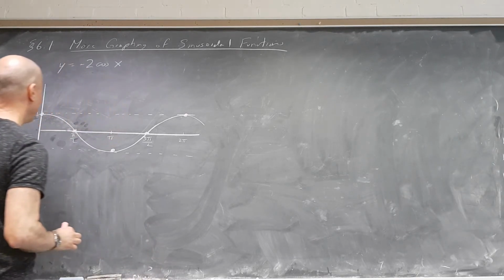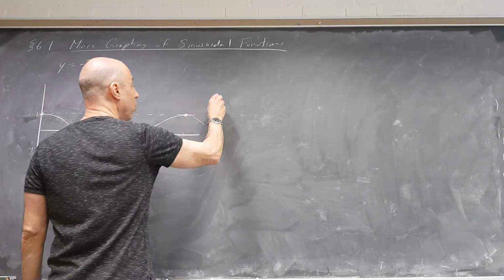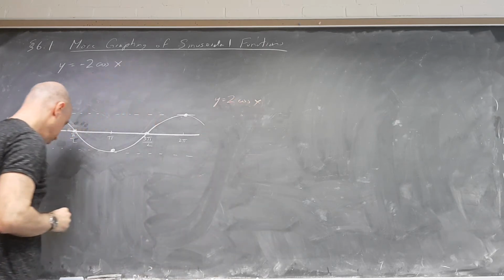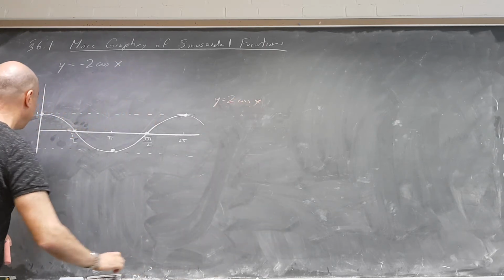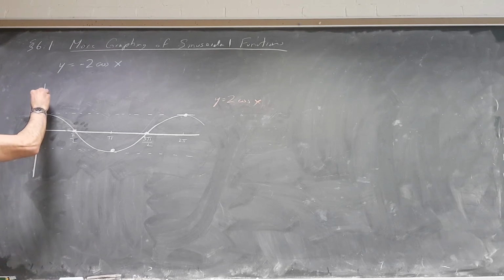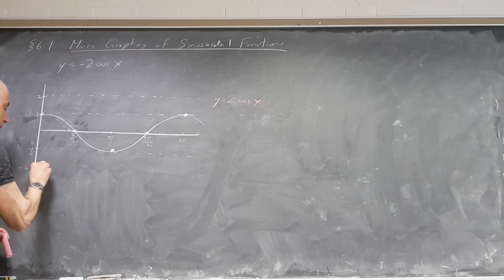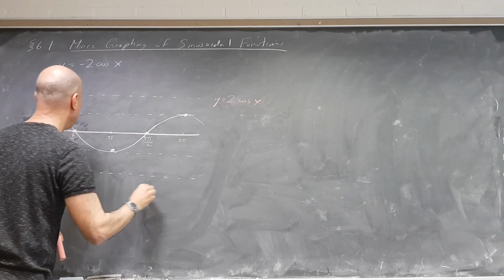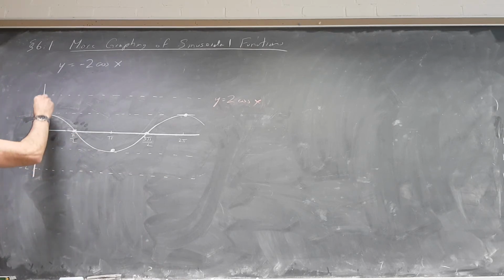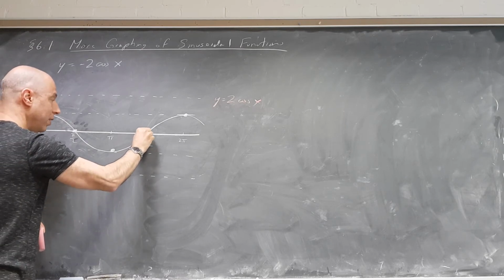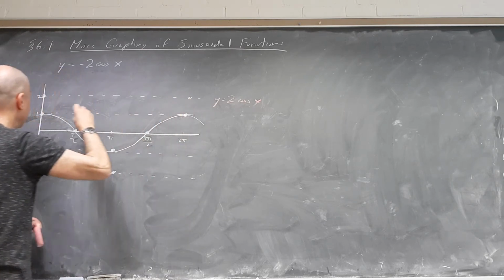So now I want to sketch y equals 2 cos x. Again, that's just a vertical stretch by a factor of 2. So instead of topping out at height 1, it tops out at height 2, and it bottoms out at height minus 2. We've just stretched every point vertically. So here, everything gets twice as far away from the x-axis as it was.